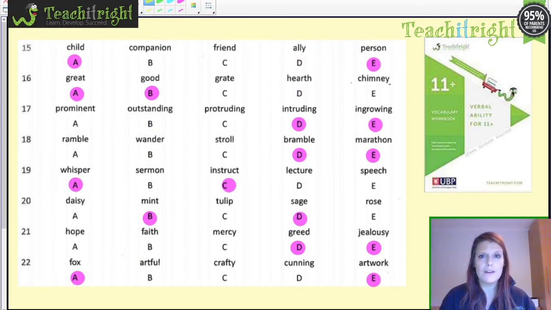Then 15, we have child and person. The other words relate specifically to friendship.